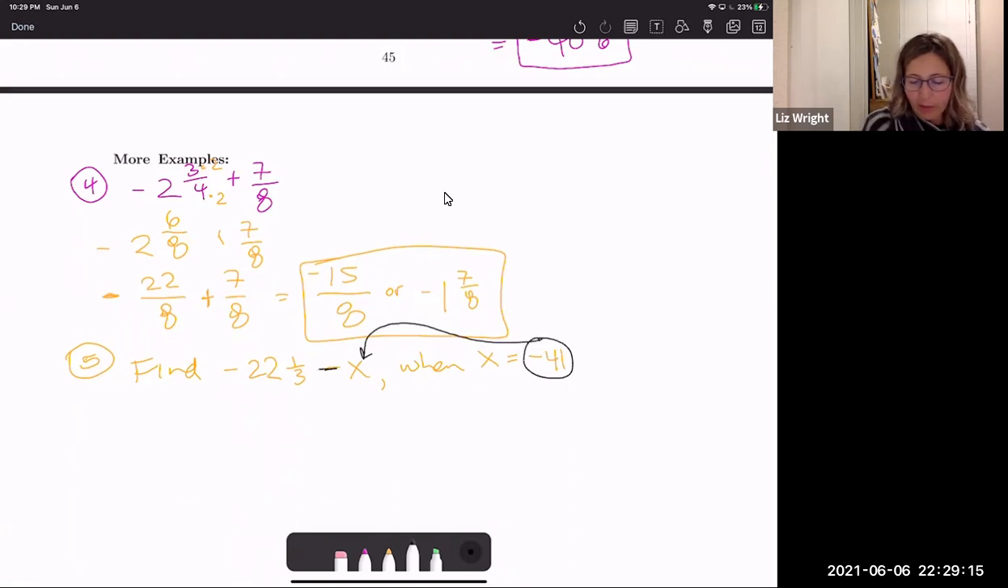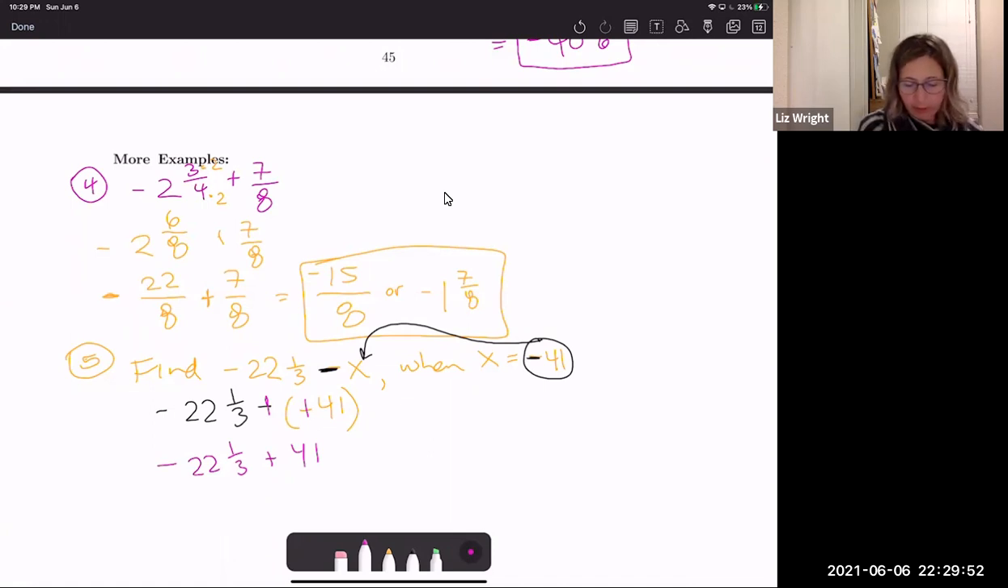And then mind the fact that we have a negative here already in our expression, and then we've got a negative over here on the 41. So we're going to go negative 22 1/3 minus, and then here I am putting the negative 41 in, negative 41 like that. And then that minus a negative ends up becoming a positive, right? So we've got negative 22 1/3 plus 41.